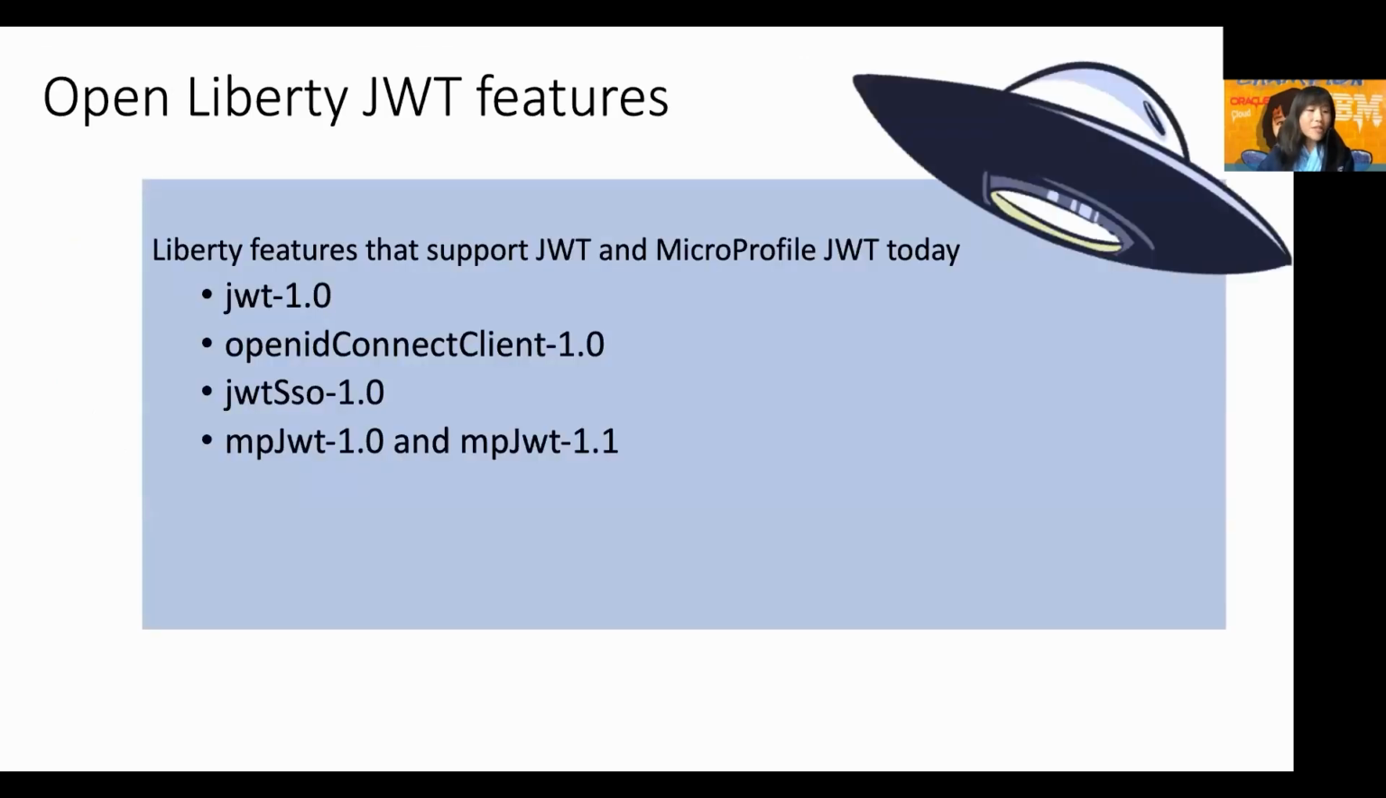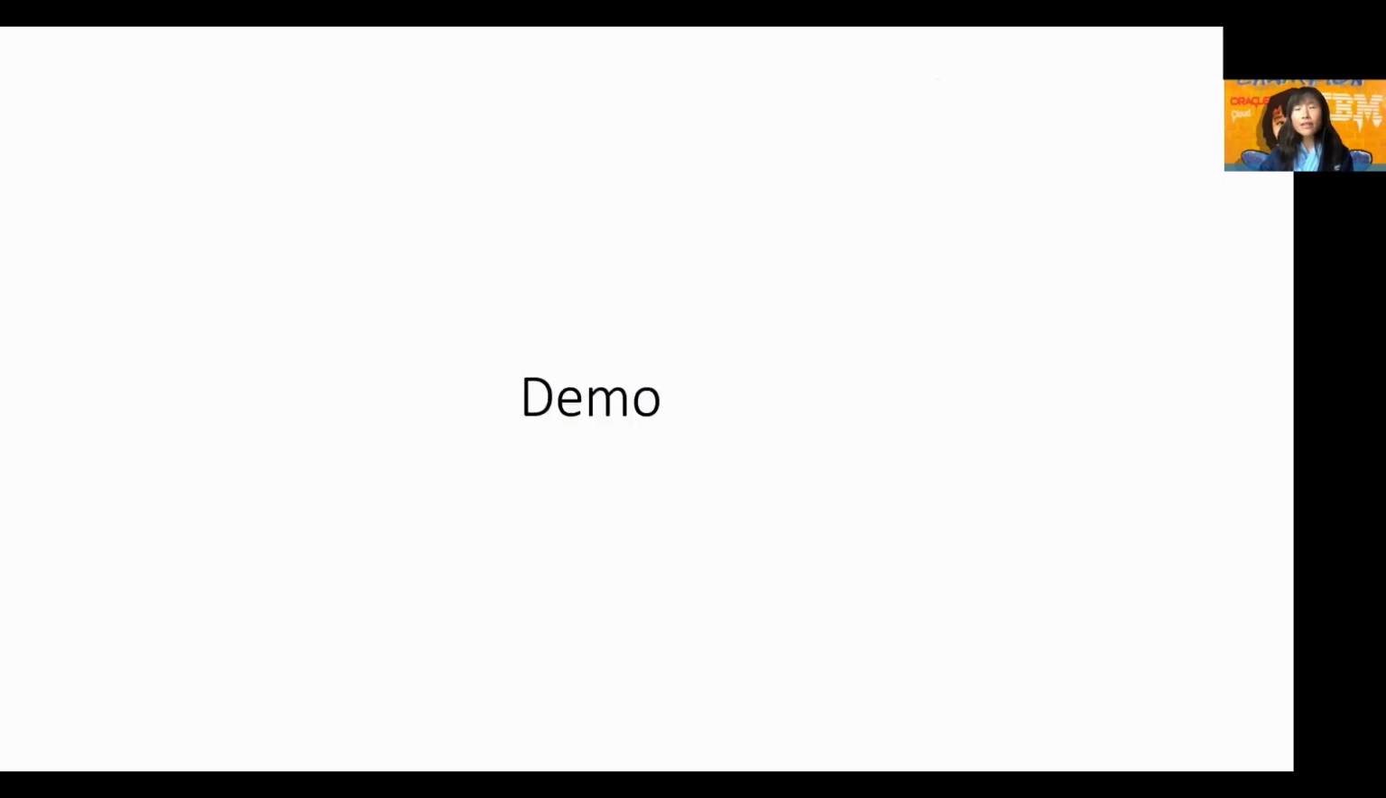In Open Liberty, we support JWT and also MicroProfile JWT today, like JWT 1.0, and the OpenID Connect client can directly talk to other OpenID Connect providers, such as Keycloak, Okta, etc. It also has single sign-on, and also supports MicroProfile JWT 1.0 and 1.1. So that's a quick tour of the JWT and MicroProfile JWT.